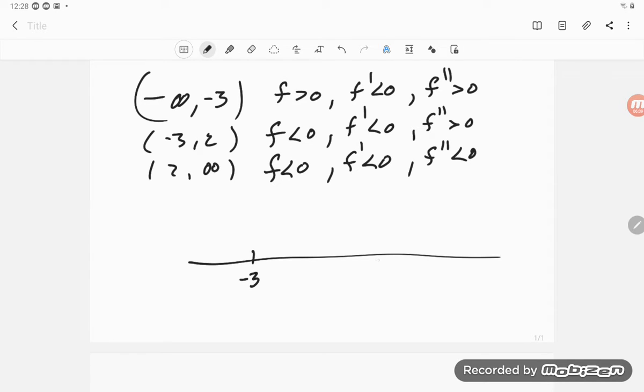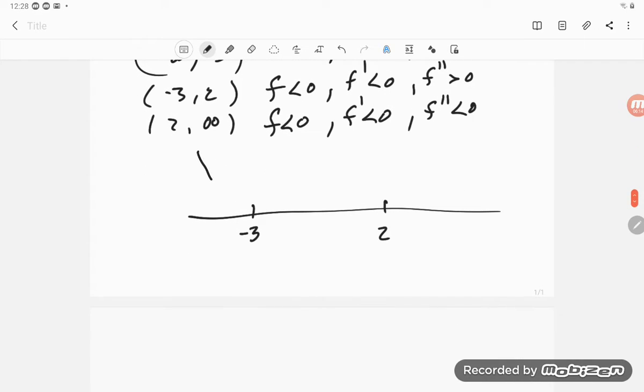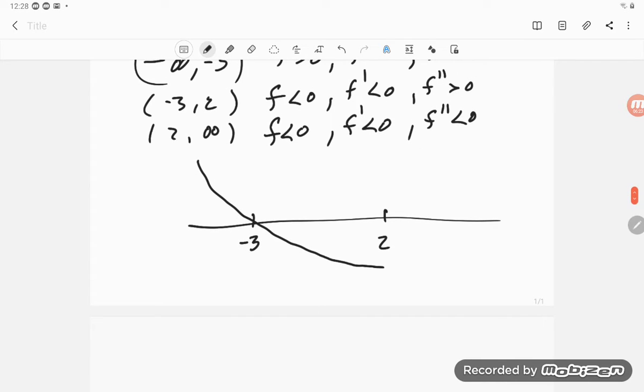Well, there's the -3, there's -2. I know nothing changed in this part, so I know I still have that. And then after that, the function's negative, it's decreasing, but it's concave down, and so it would do something like that. Now, the way I drew this, it looks like possibly the slope is 0 there. That's okay. We didn't say anything about the slope at 2. We said in between, and so what I did there is fine.